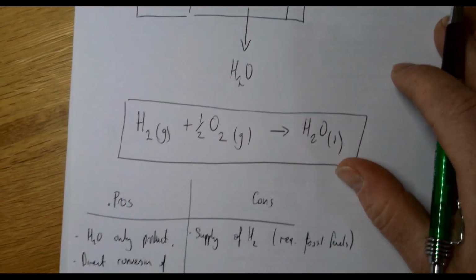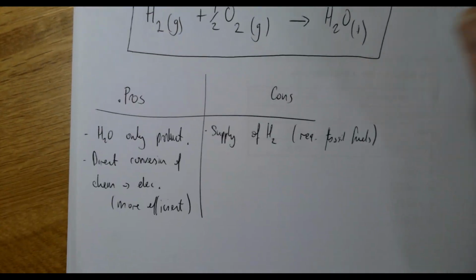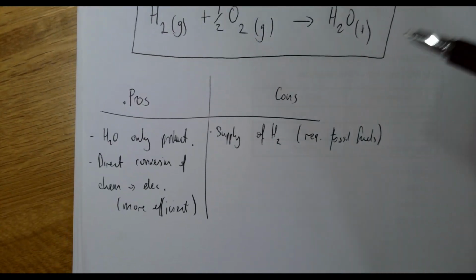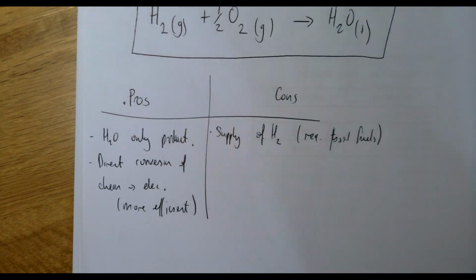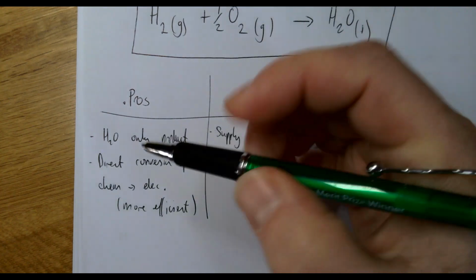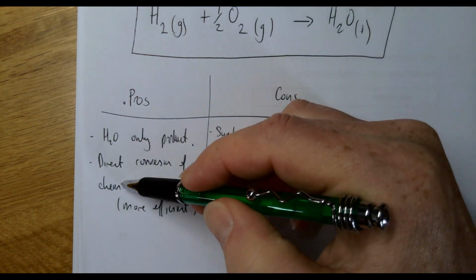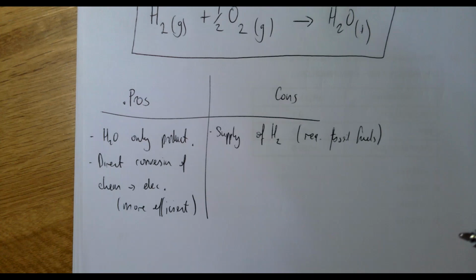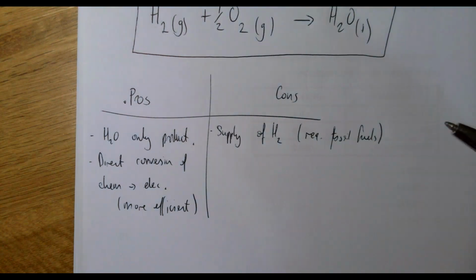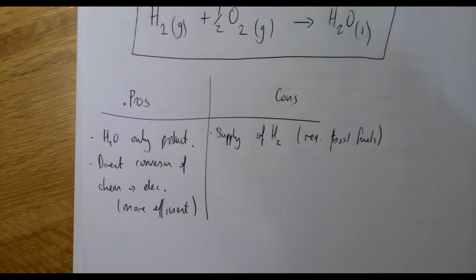Before we look at the chemistry of that in a little bit of detail, think about what the advantages are. If we're using a hydrogen fuel cell to generate electricity, a couple of really key things are that water is the only product. There's no carbon dioxide as a byproduct, and of course carbon dioxide is associated with climate change. There's also a direct conversion of chemical energy into electrical energy, which is more efficient than burning hydrogen and maybe using that heat to generate electricity.